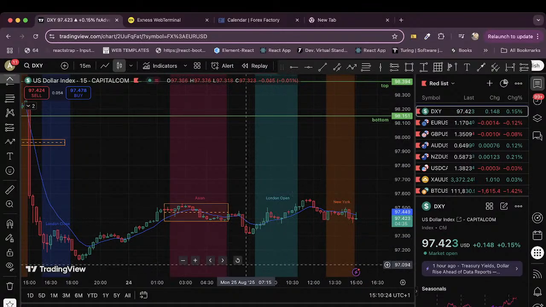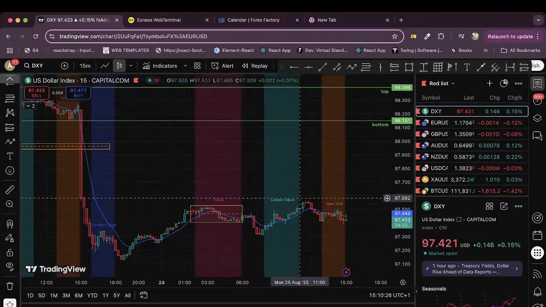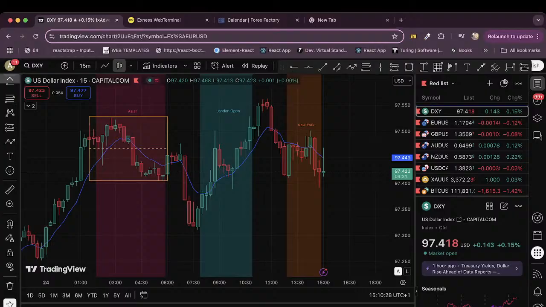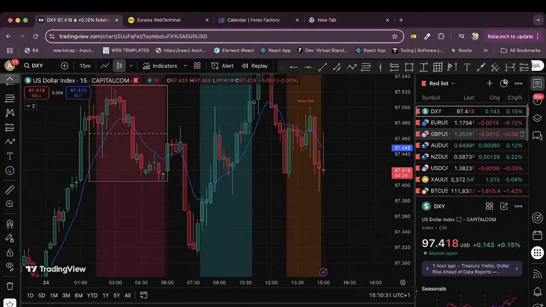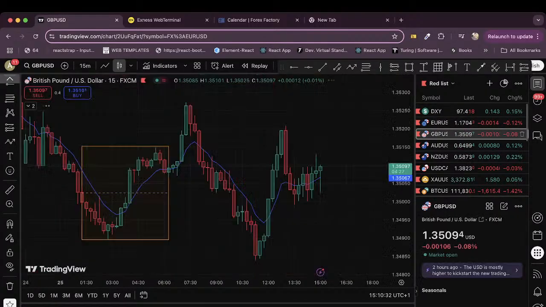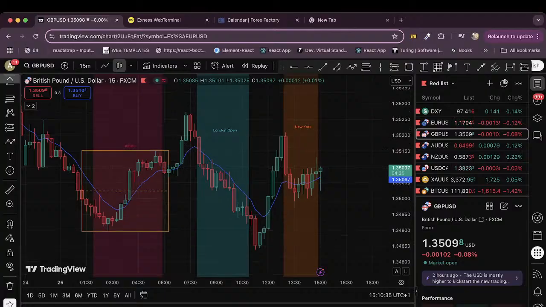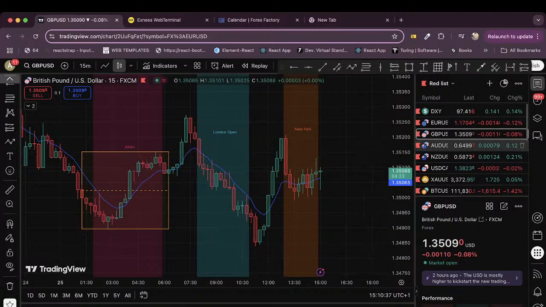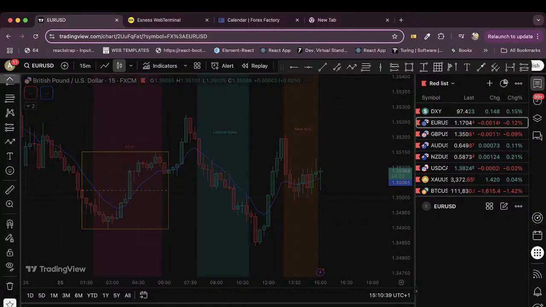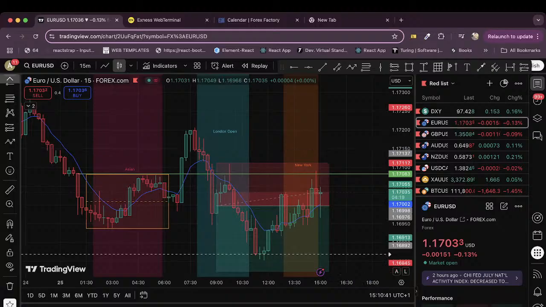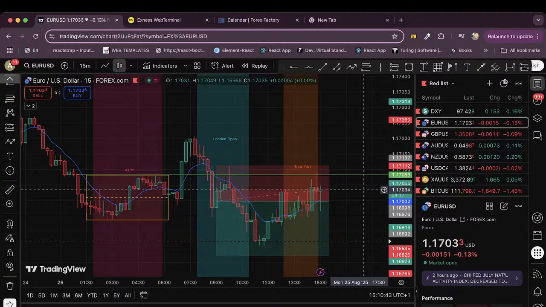The DXY is very disappointing this afternoon. Very disappointing. I don't know if I should sell British pound. I think I should go for a sell on British pound, or should I just hold only EUR/USD?